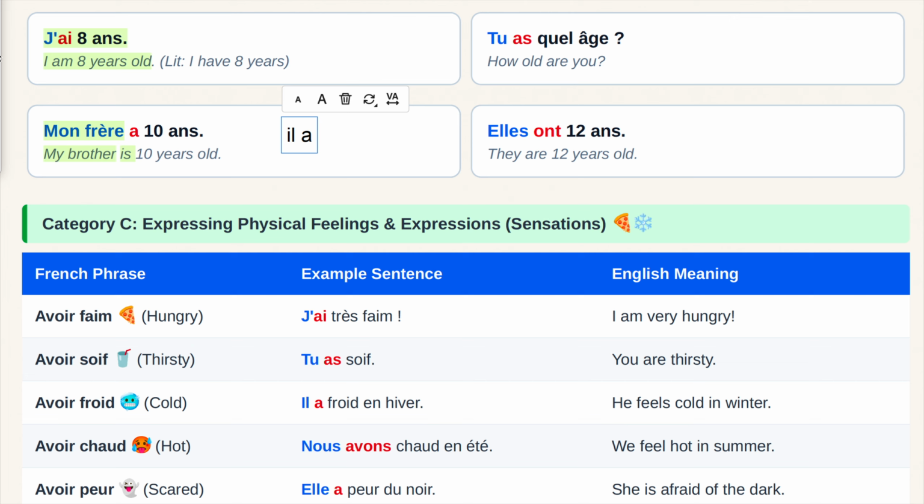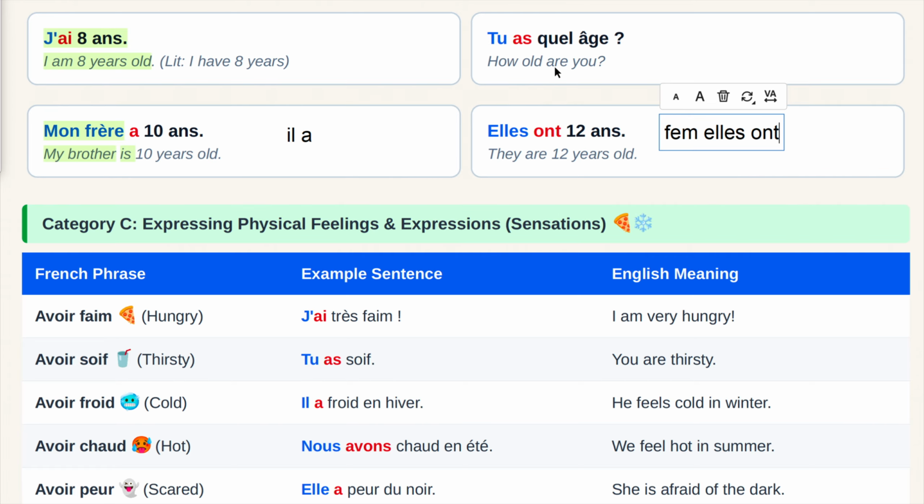Now if we are talking about the feminine, for example, for feminine "they have" we use elles ont. D'accord? So "they are" becomes elles ont. Then 12. You have to write the French numeral here, if it is 11, 12, 13, whatever it is. Years old means ans, so it becomes elles ont 12 ans. D'accord? Mon frère a 10 ans, j'ai 8 ans.